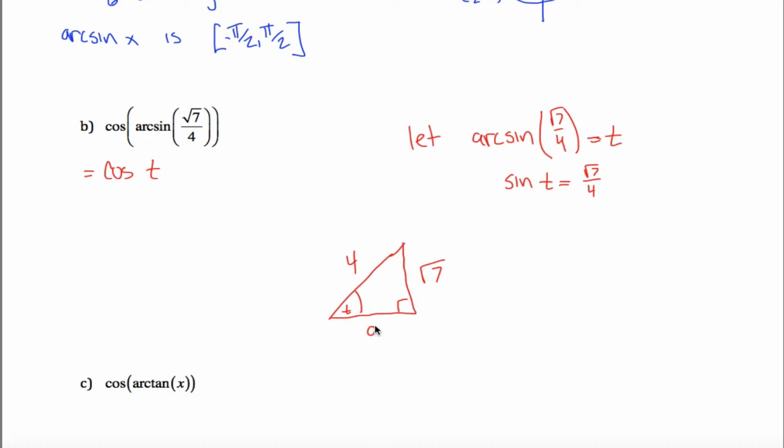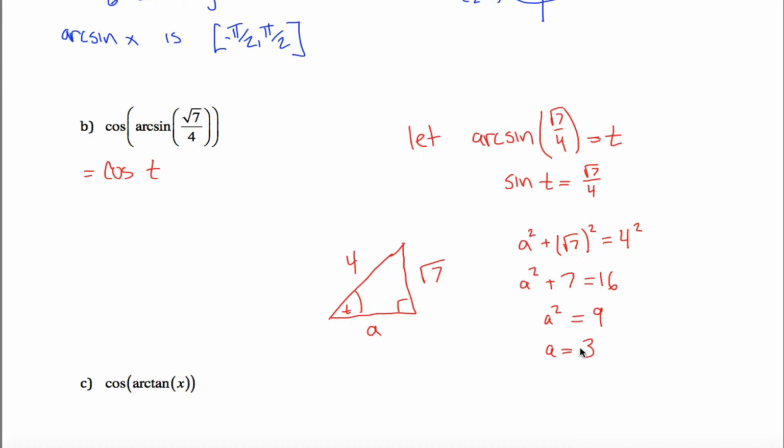Well, to figure out that value, I'll give it a name, maybe a. I can use the Pythagorean Theorem. A squared plus b squared equals c squared. The sum of the squares of the lengths of the legs of a right triangle is equal to the square of the length of the hypotenuse. Or a squared plus b squared equals c squared. So a squared plus 7 equals 16. A squared is equal to 9. And so a is plus or minus 3.